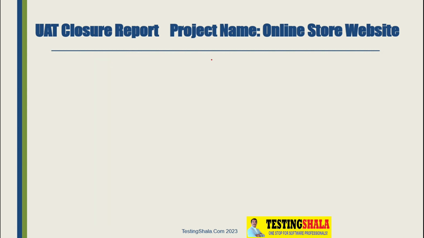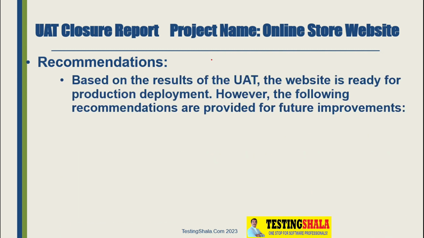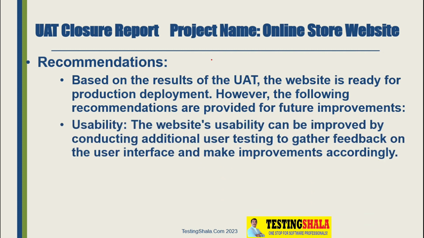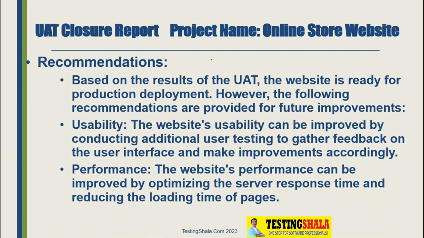The next aspect we write here is recommendations. These are the recommendations we want to make as part of this closure report, based on the UAT testing we have done. Here we take an example of usability or performance topics. If you have any other recommendations to make to the development team or stakeholders, we can call them out here.